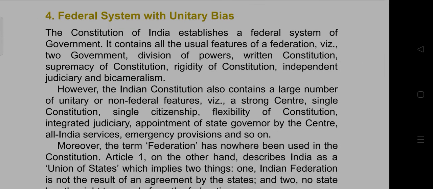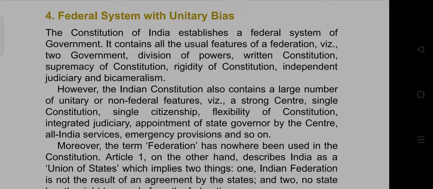Fourth, the federal system with unitary bias. The Constitution of India establishes a federal system of government. It contains all the usual features of a federation, viz.